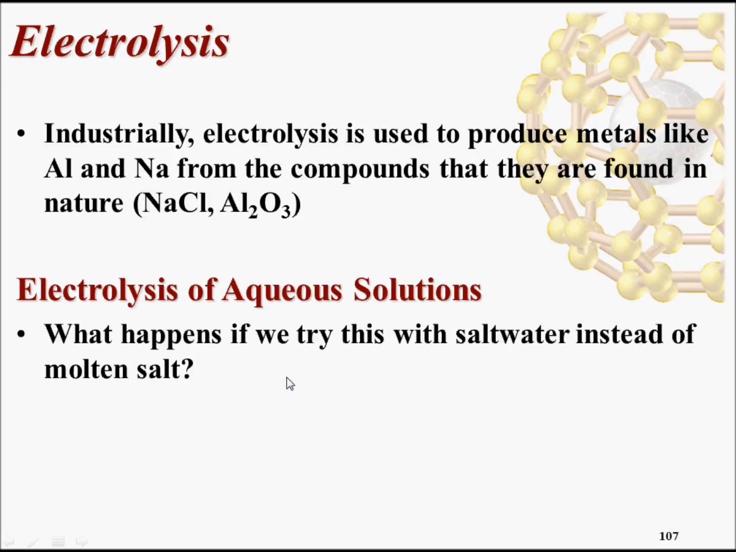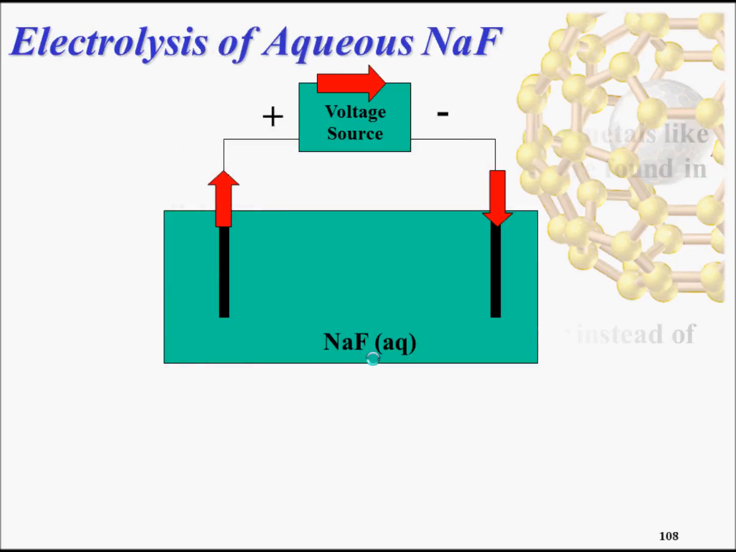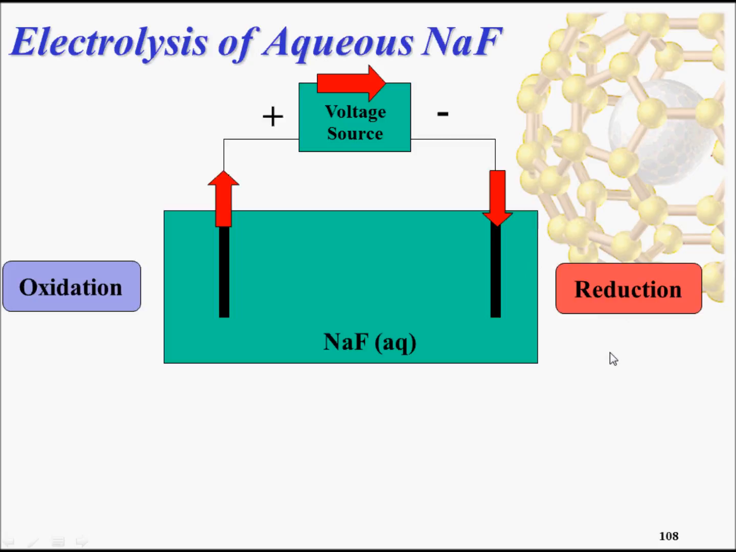So let's take this same example. We were looking at just melting these ionic compounds, but what if we had aqueous solutions of these ionic compounds instead of just melting them? So let's say that we had some sodium fluoride, but this time it's an aqueous solution of sodium fluoride. We've hooked it up to our power supply. We have our flow of electrons going in that direction because the external power supply is just forcing them in that direction, which means we'll have reduction happening on the right and oxidation happening on the left.